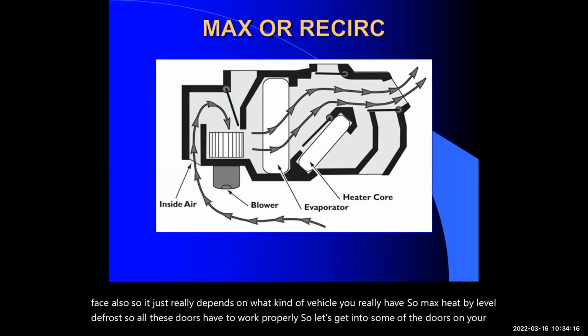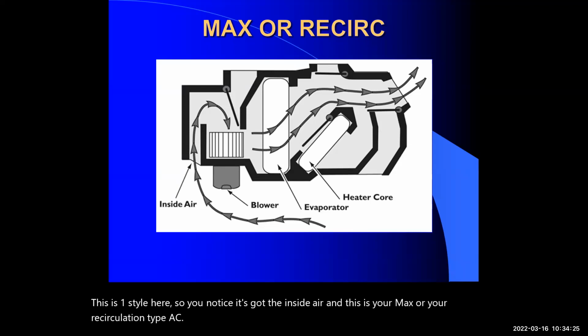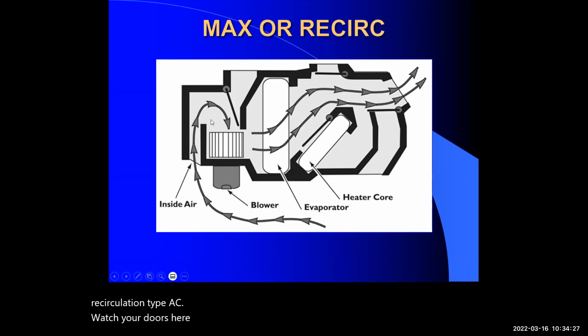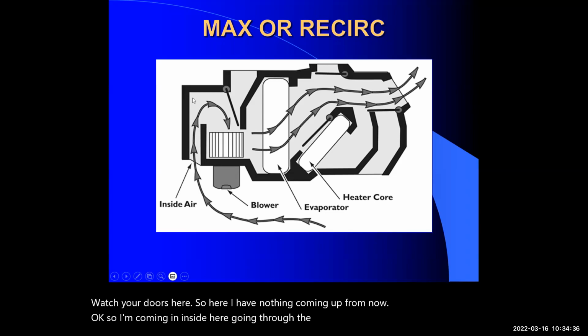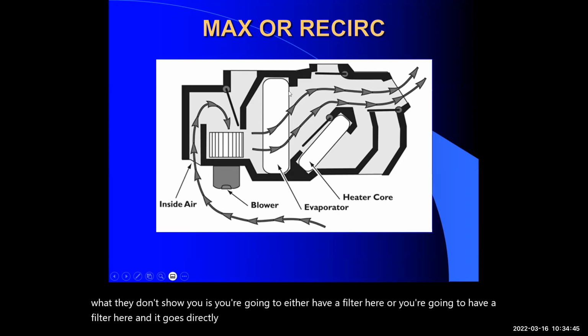Now this is one style here. So you notice it's got the inside air, and this is your max or your recirculation type AC. Watch your doors here. So here I have nothing coming up from the outside. I'm coming in, inside air, going through the blower motor here, which really what they don't show you is you're going to either have a filter here or you're going to have a filter here, and it goes directly across the evaporator. And notice how it directs it away from the heater core.